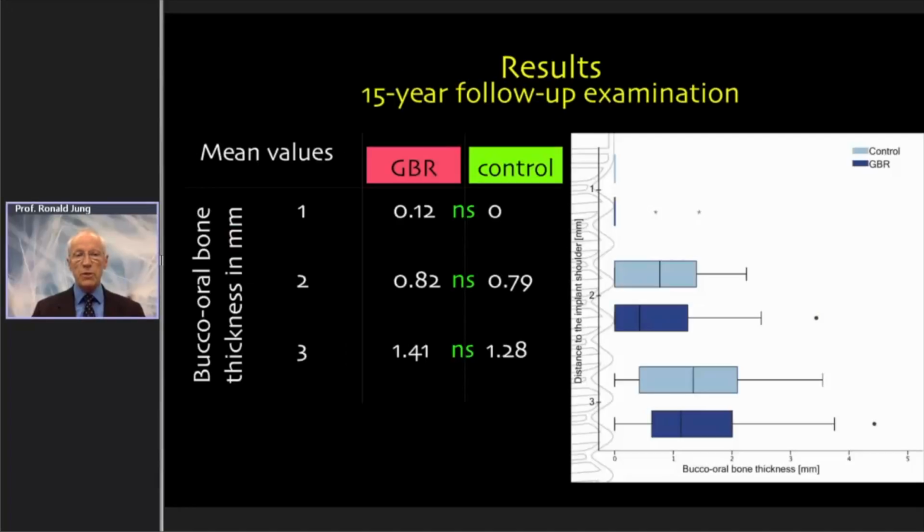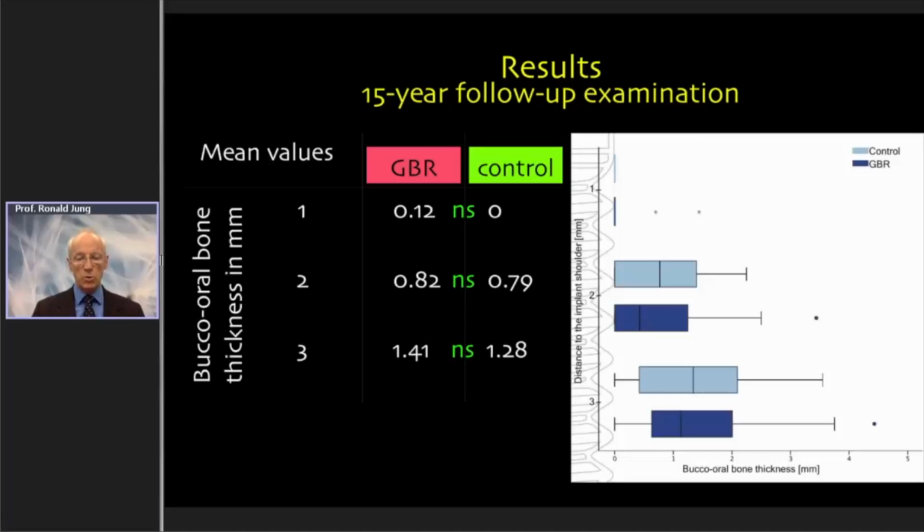This is a buccal oral dimension of bone and thickness. And we see in light blue the control placed in pristine bone, and in dark blue the GBR, where we had buccal dehiscences that were augmented, and now they were assessed with a CBCT to look at the buccal bone dimensions. And we look at the numbers, and we find 1 millimeter from the shoulder of the implant, 2 millimeters from the shoulder of the implant, and 3 millimeters from the shoulder of the implant. And in neither of these heights do we find any significance between the 2 groups.